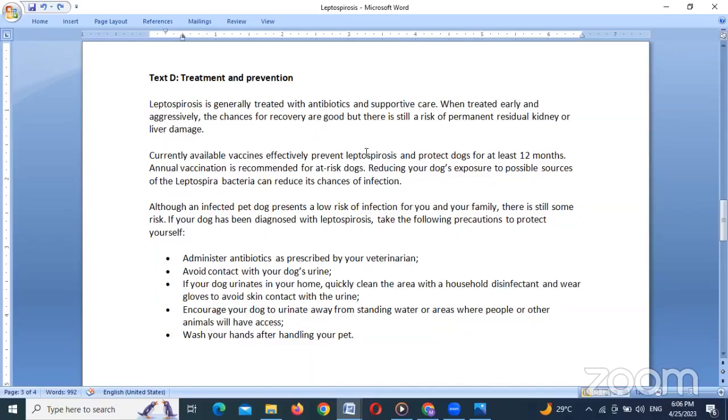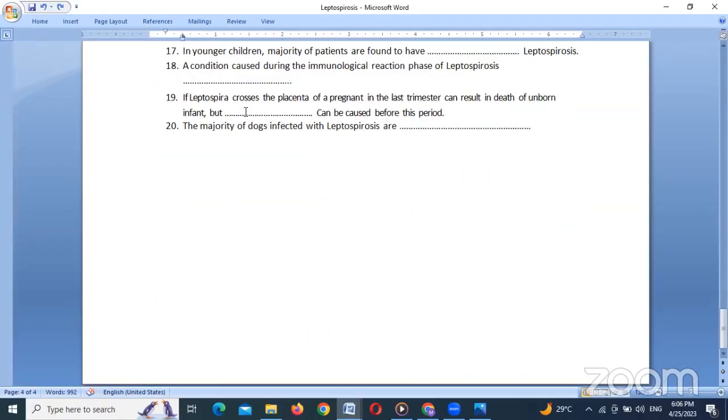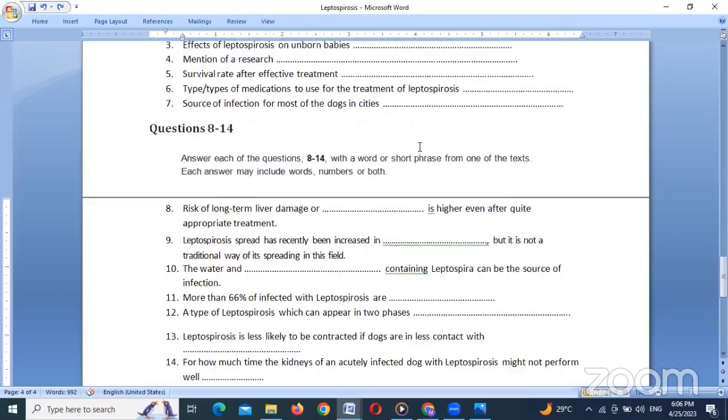So somebody asked me a question. So here the answer was miscarriage, okay? But miscarriage can be caused before this period, okay? In the first answer.